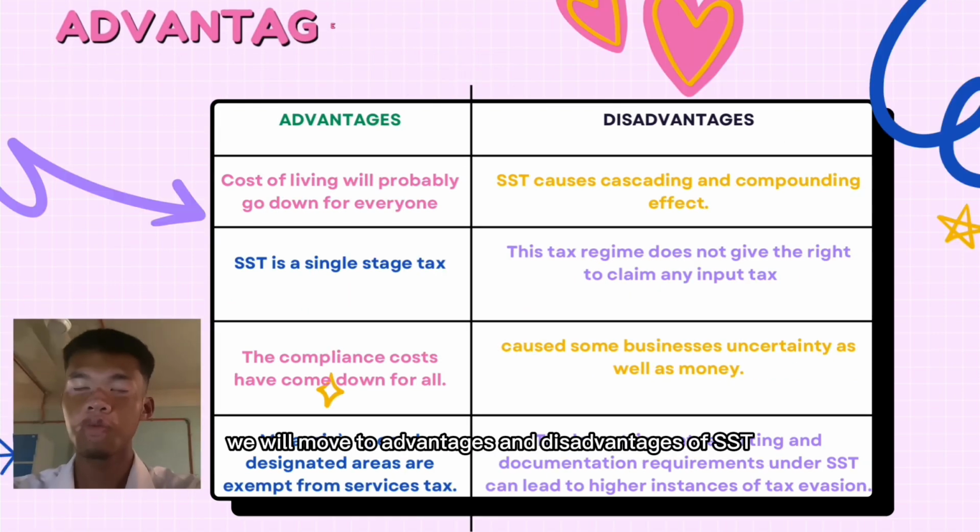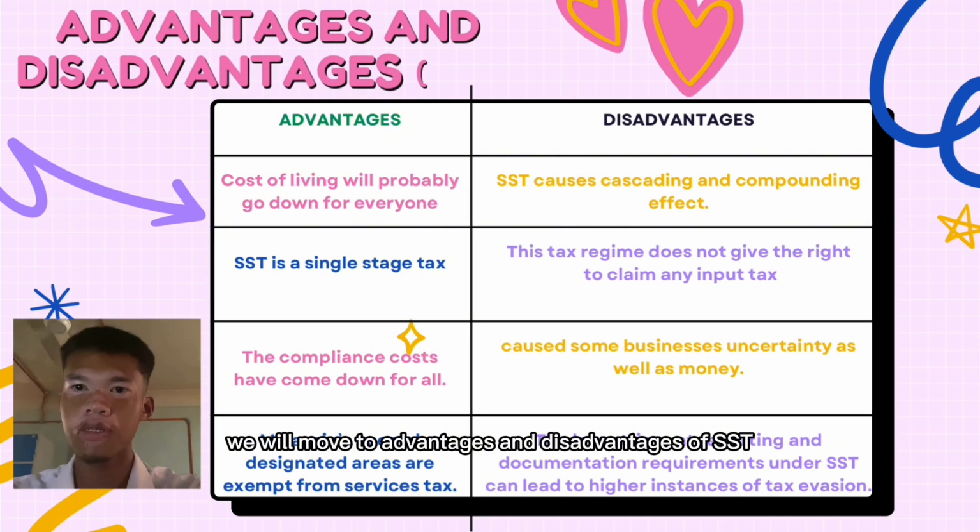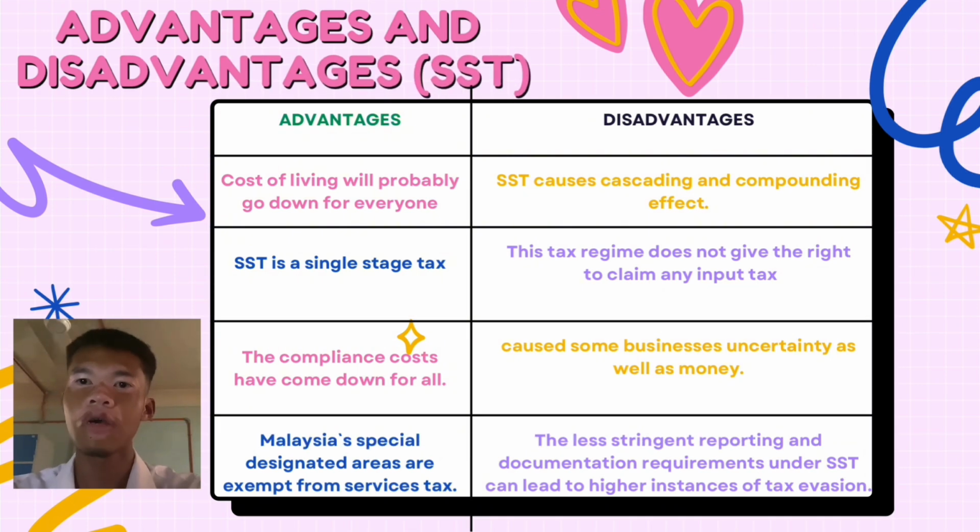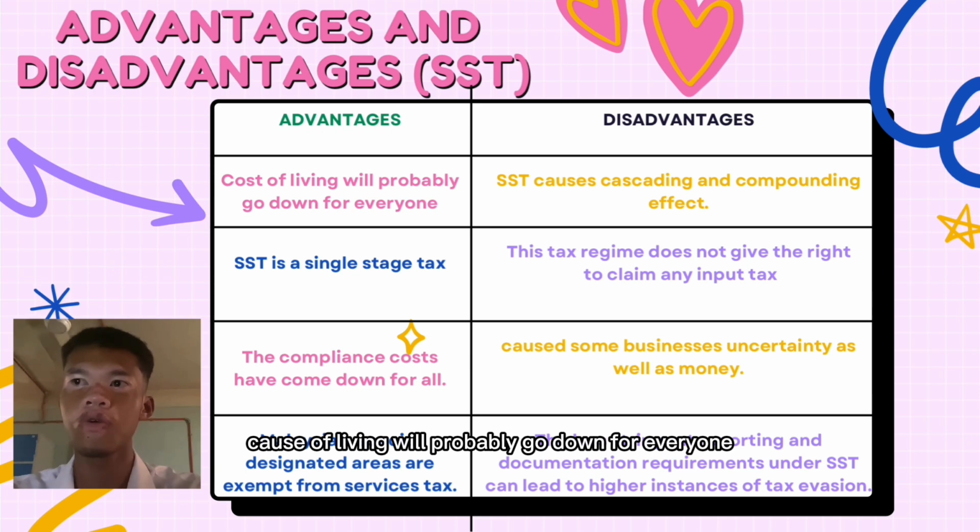Okay, next we will move to the advantages and disadvantages of SST. For the first advantage, the cost of living will probably go down for everyone. Next, SST is a single stage tax. The third one, the compliance costs have come down for all. And lastly, Malaysia's special designated areas are exempt from services tax.